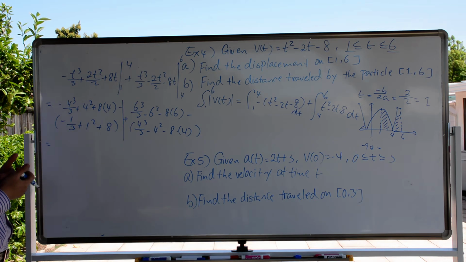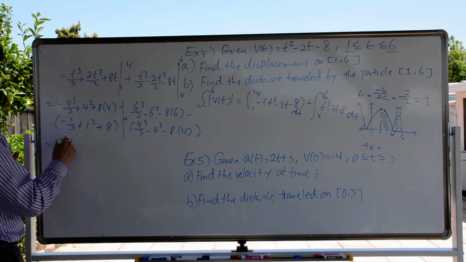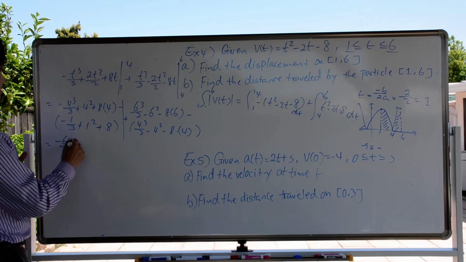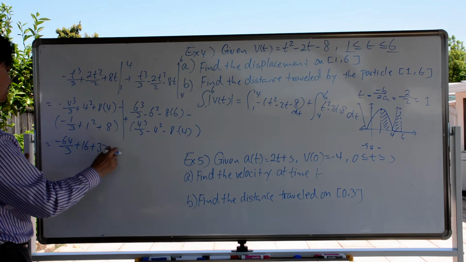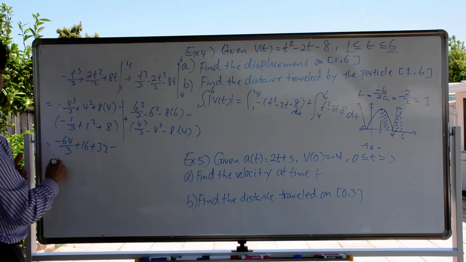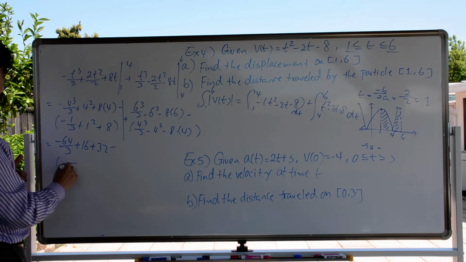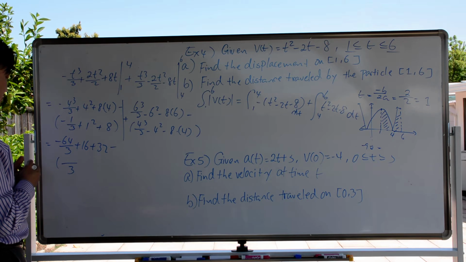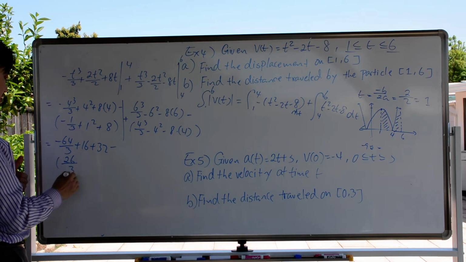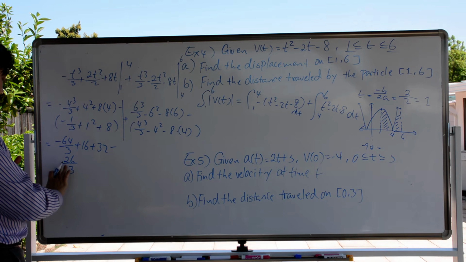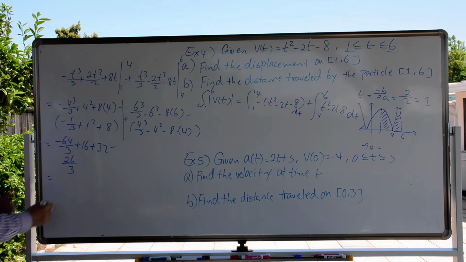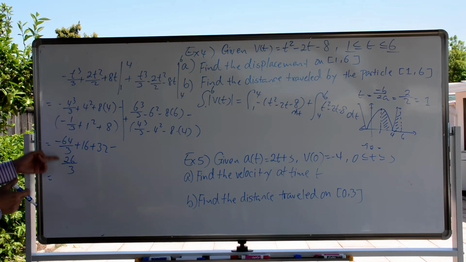So negative 64 over 3 plus 16 plus 32 minus this whole quantity, so negative 1/3 plus 1, 2/3. Okay, so a and 2/3: 8 times 3, 24, plus 2, so 26 over 3. So minus 26 over 3. So let's find out what this is first. So we do have negative 40 over 3.